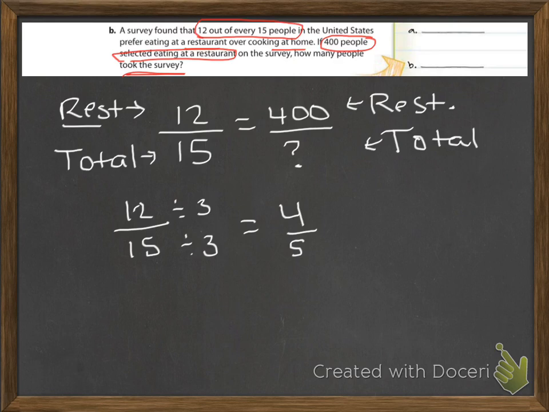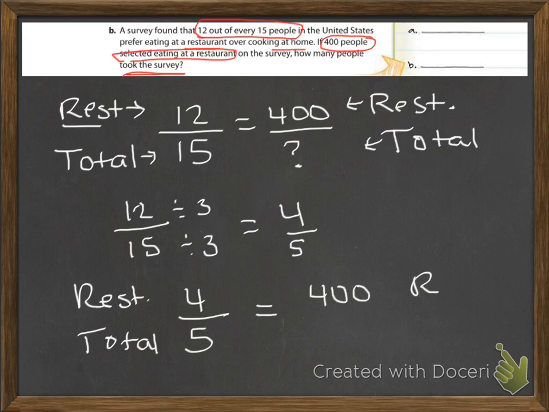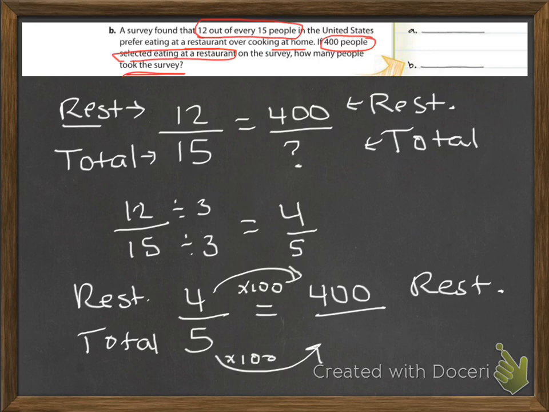So now I can use this 4 to 5 ratio, 4 to 5, restaurant, total. Now I can work with this, equals 400 for the restaurant. This is pretty easy to see the relationship, right? To get from 4 to 400, now you're going to multiply by 100. So to get from 5 to your answer, you're going to also multiply by 100. 5 times 100 is 500. So now you know that 500 people took the survey.